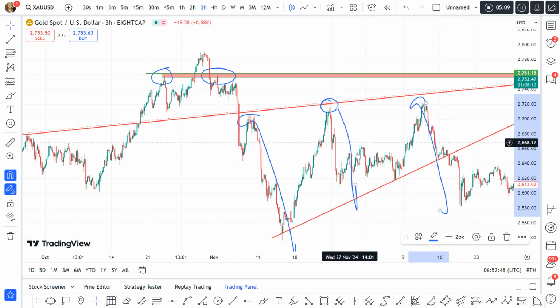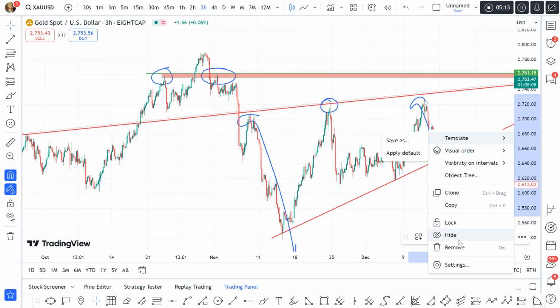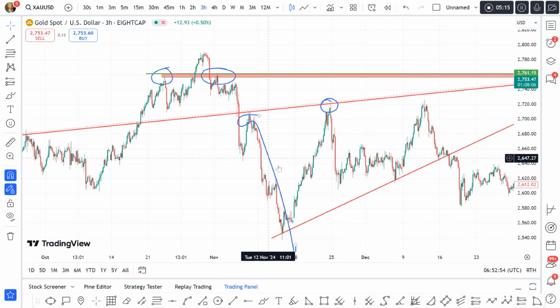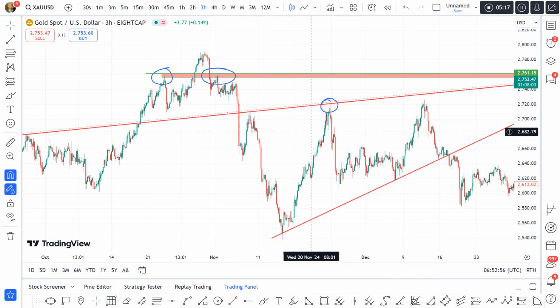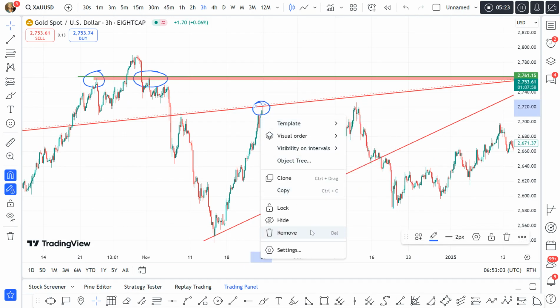Now the question is, why is this happening? It's happening because it's an institutional decision. When institutions decide they do not want a particular price, they already set their sell orders at this level, and they hope to sell at the break of a previous high.